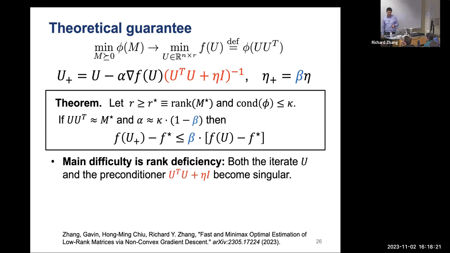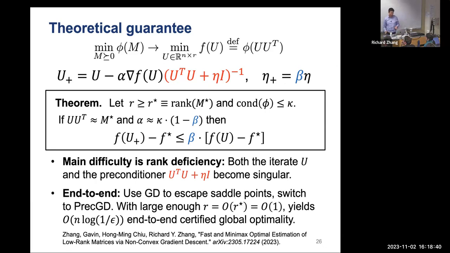And rank deficiency really, it's not only your iterate that is rank deficient, but your preconditioner is also rank deficient, right? Because if your iterate becomes singular, U transpose goes to 0, but this eta also goes to 0. So then this also becomes singular. And so keeping track of those turns out to be very, very difficult. But if you accept this, then everything I've said so far, you just cut and paste everything together.